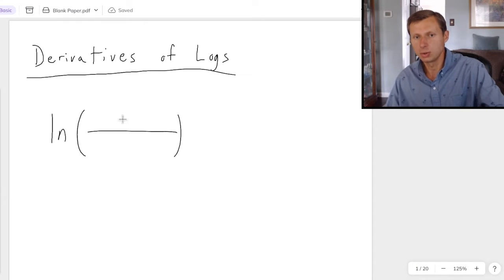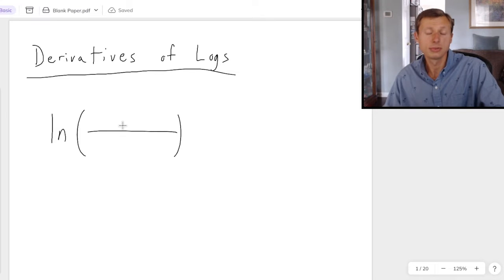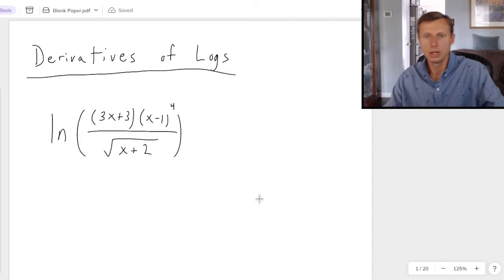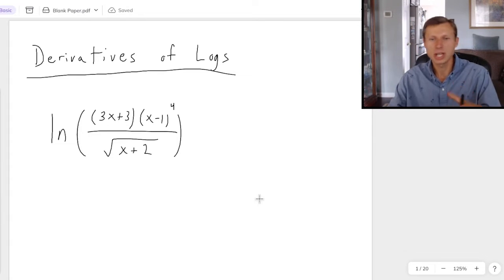If you need to take the derivative of the natural log of, in the numerator, quantity 3x plus 3 times x minus 1 to the fourth, all divided by the square root of x plus 2, then we can find this derivative. But before we take the derivative, we actually have to expand it using our properties of logarithms, which we learned from pre-calc.